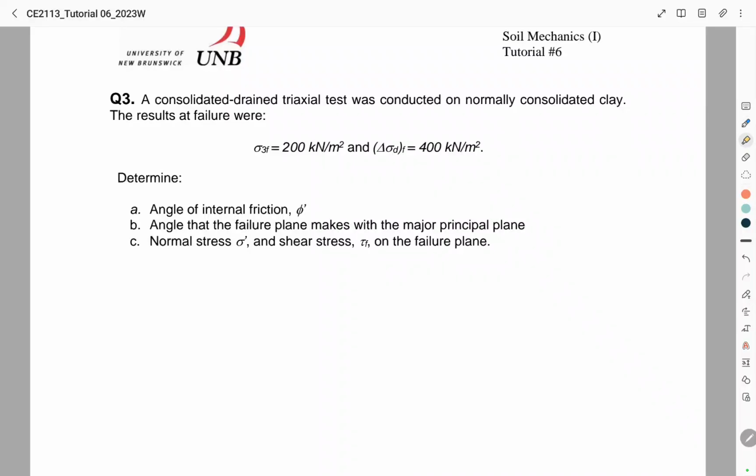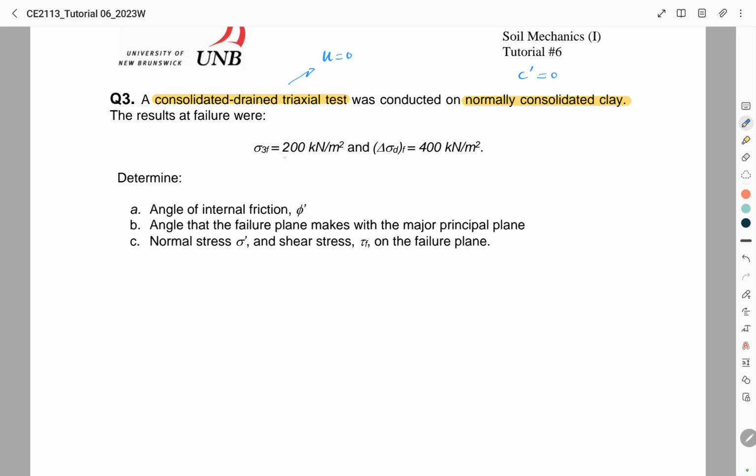In this question, again, we have a consolidated-drained triaxial test. So we can write u is equal to 0. And it's mentioned that it is conducted on normally consolidated clay. So we know in sands and normally consolidated clays, the value of c prime is equal to 0.